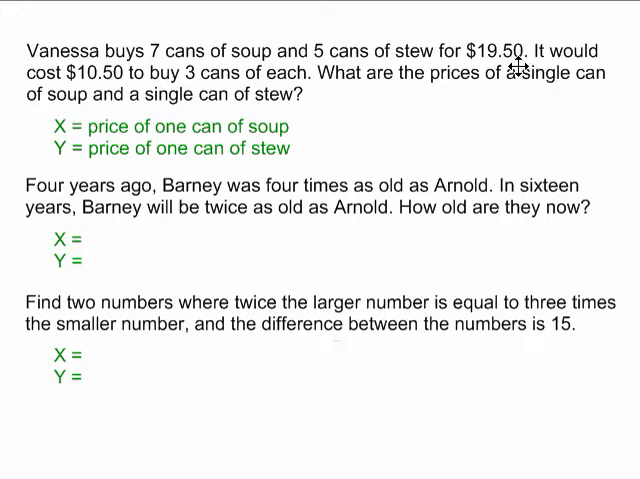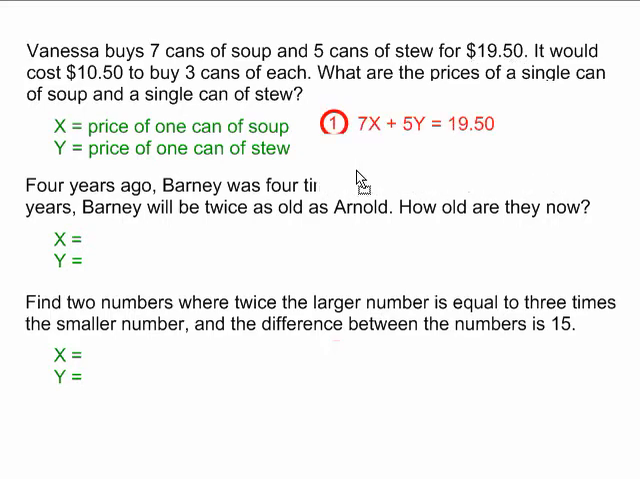The first sentence, Vanessa buys 7 cans of soup and 5 cans of stew for $19.50, gives me all the information I need to create my first equation. 7x plus 5y equals 19.50.